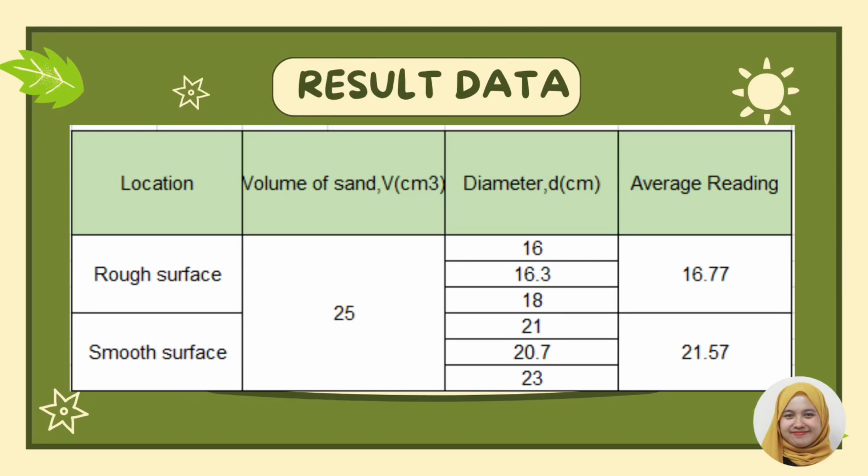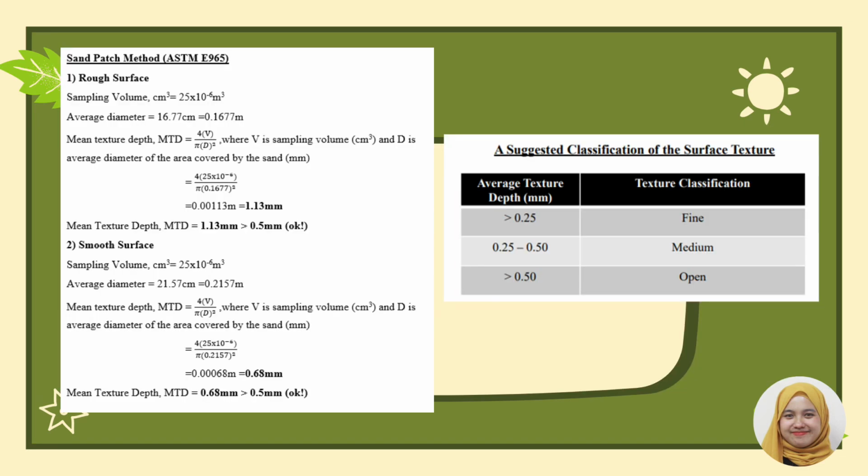This is the result data for the sand patch test. For the location, we also do rough and smooth surfaces. The volume of the sand we use is 25 cm3. We take 3 readings for each surface and calculate the average diameter, which gives 0.1677 meter. Then, we'll calculate the mean texture depth.